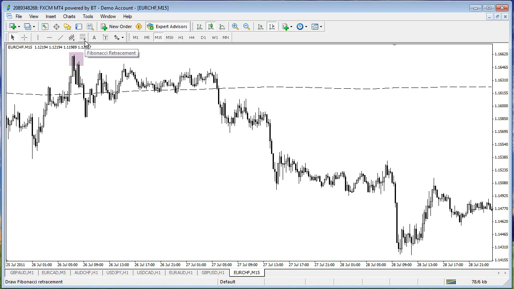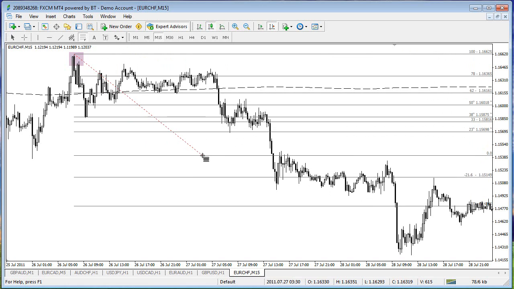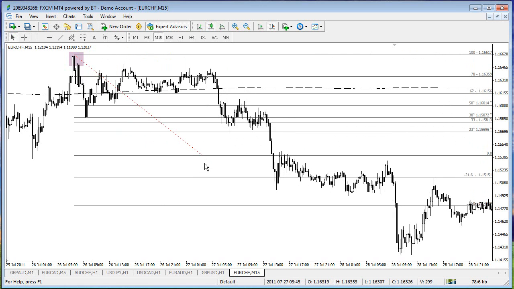Next, we want to choose the Fibonacci tool, and this is step three. Once we've chosen that Fibonacci tool, I'm going to simply start it out by clicking on the highest point of the purple zone area on my chart, pressing down the mouse button, and dragging my mouse across and to the right, and then dropping and stopping.